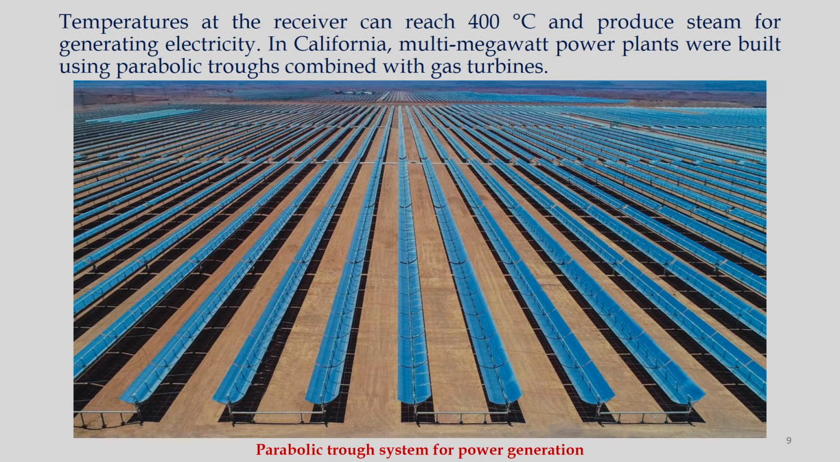So, this picture shows the installation of a parabolic trough system for power generation. As you can see, it has a flat surface and you see how these troughs are installed. So we can generate the fluid temperature at about 400 degrees C. That will produce steam and then we can generate electricity.